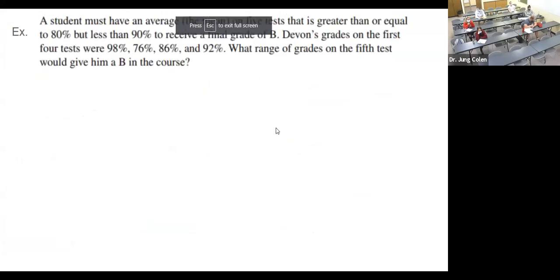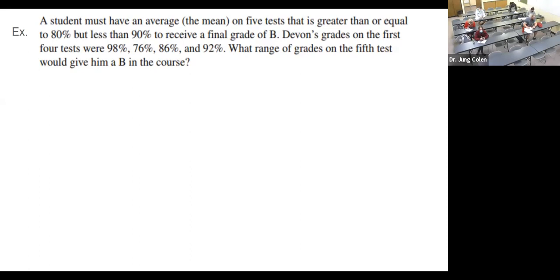We already got that. And I want to give you one example with a real world situation. This is an interesting problem and I love this one. I saw this almost in every textbook, so I want you to know how to solve it. A student must have an average. Suppose this is you. You must have an average on 5 tests that is greater than or equal to 80%, but less than 90% to receive a final grade of B.